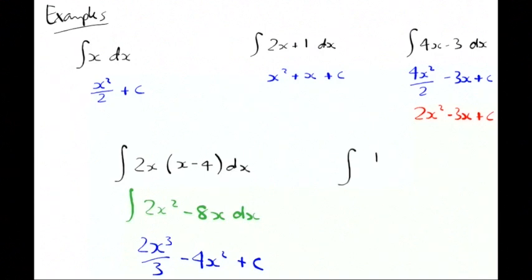Integrate 1 over x squared in terms of x. Again, we can't do this, so we're going to have to write it as integrate x to the minus 2 in terms of x. Add 1 to the power divided by the new power. You get x to the minus 1 over minus 1 plus c. That can simplify to minus x to the minus 1 plus c.